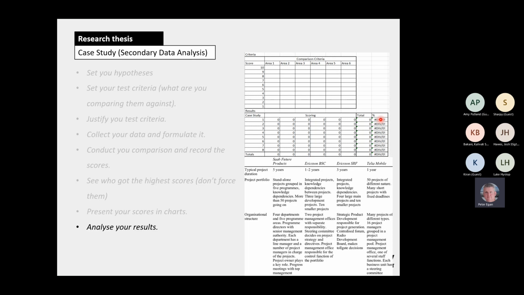And then start analysing your results against your literature review. Why did the findings come out the way they did? What does that mean against your question? Okay, start analysing it.